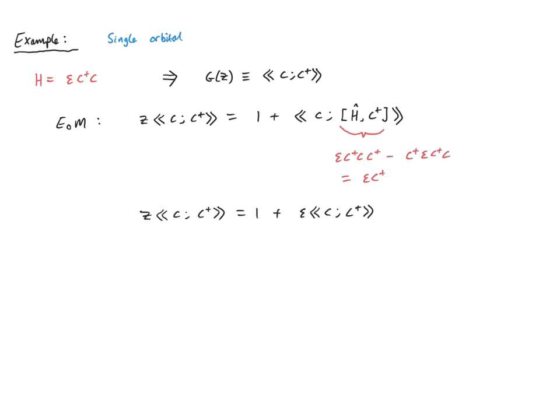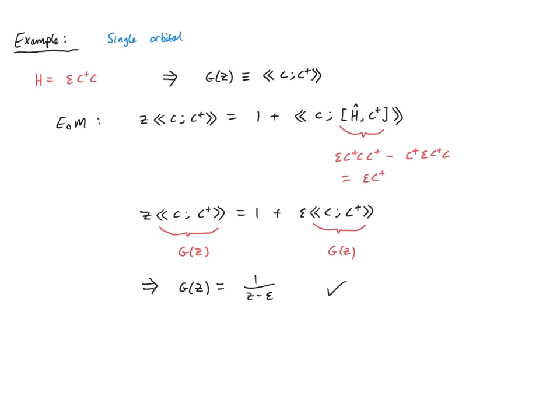So plugging that in, we obtain the following expression, which is rather straightforward. Notice also that the same object appears on the left and the right. This we defined as our Green's function g of z, and therefore so is this. We can then collect the factors of g of z on the left-hand side and rearrange to give us our final result, which is that g of z is simply 1 over z minus epsilon.